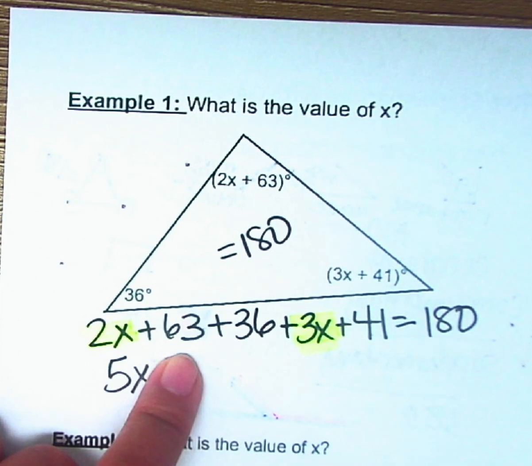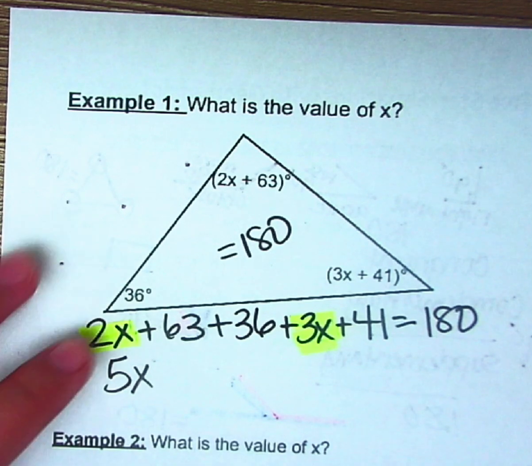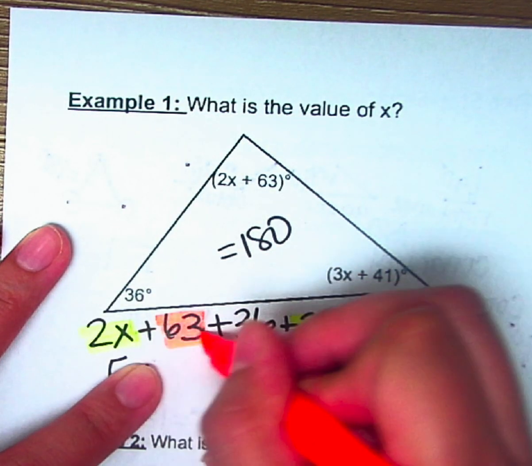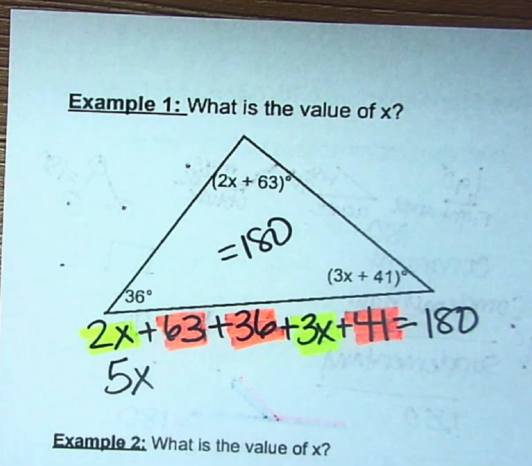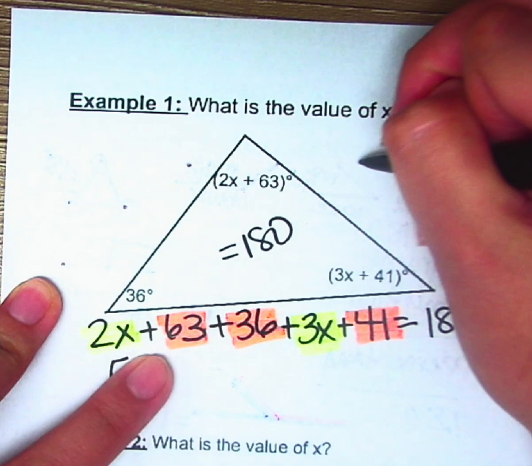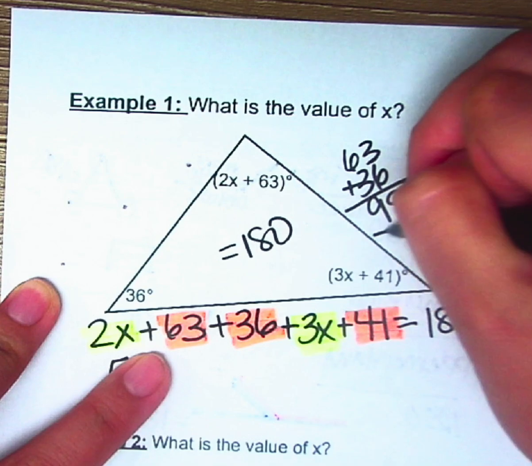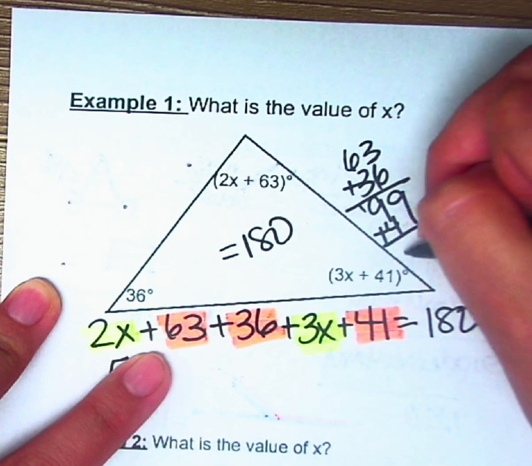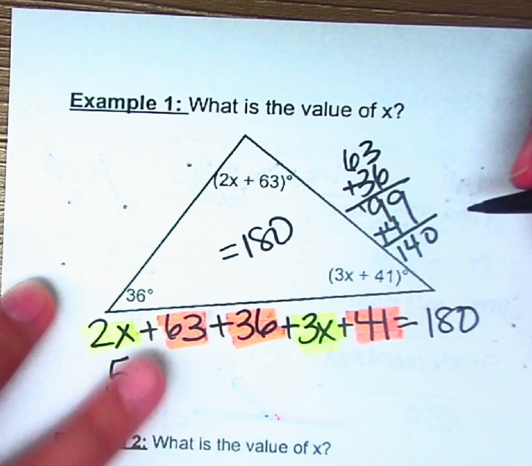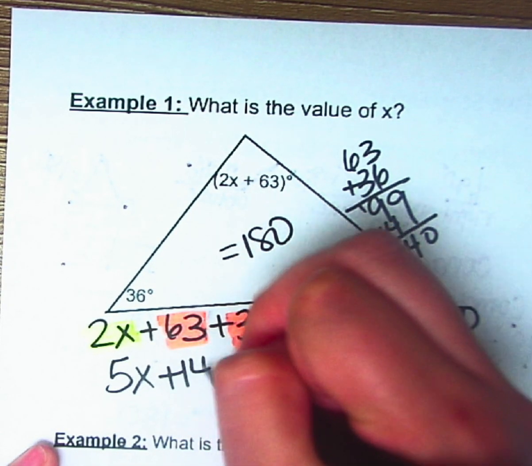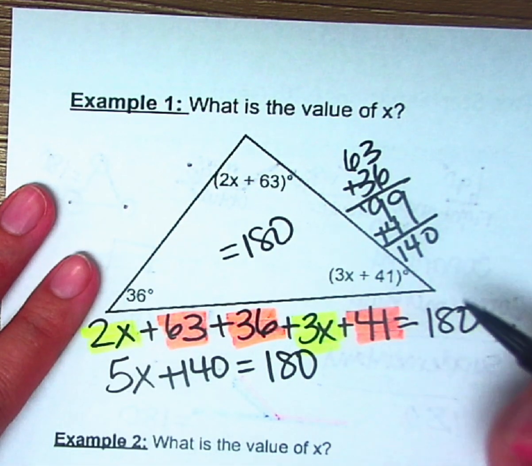Okay, now we're going to use a different highlighter, and we're going to combine our whole numbers now. So we're going to combine 63, 36, and 41. We're going to add up all those numbers together. I'm going to do it on the side here. 63 plus 36 is 99 plus 41. It's going to give me 140. 9 plus 1 is 10, plus 4 is 14. So 140. So I'm going to add 140 here, and I'm going to write equals 180. So now we can solve.